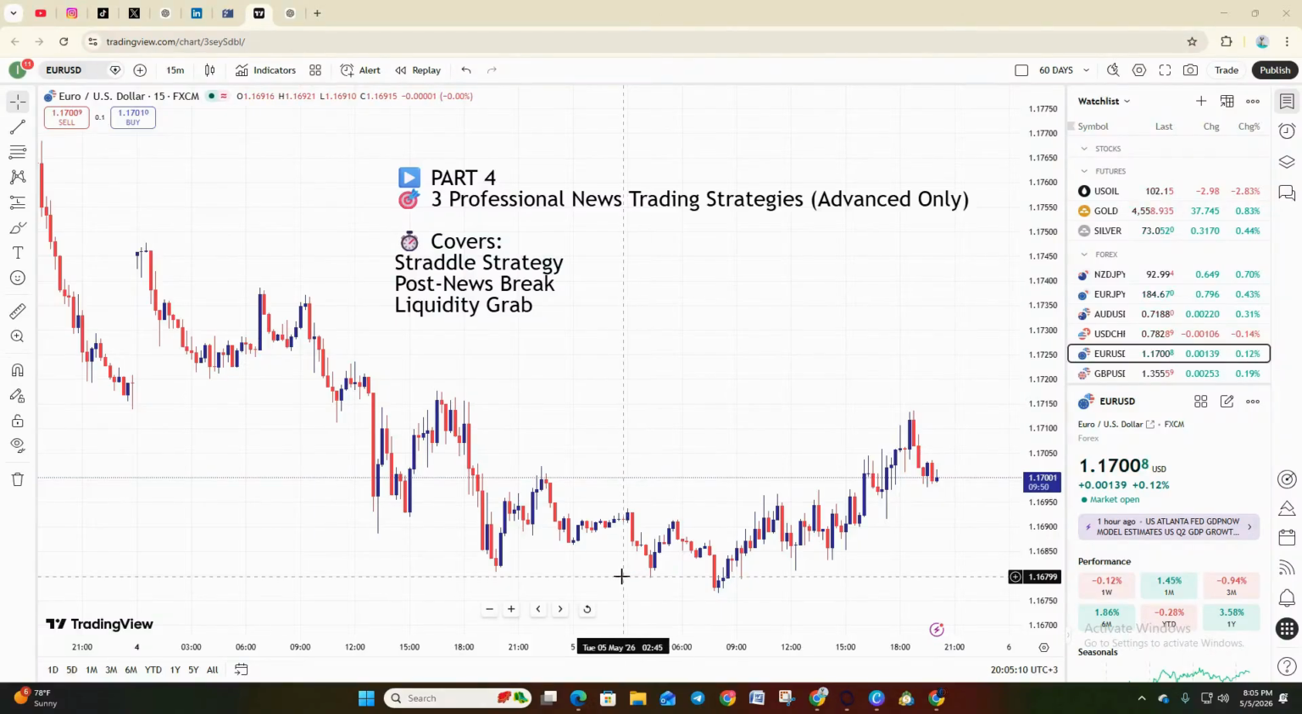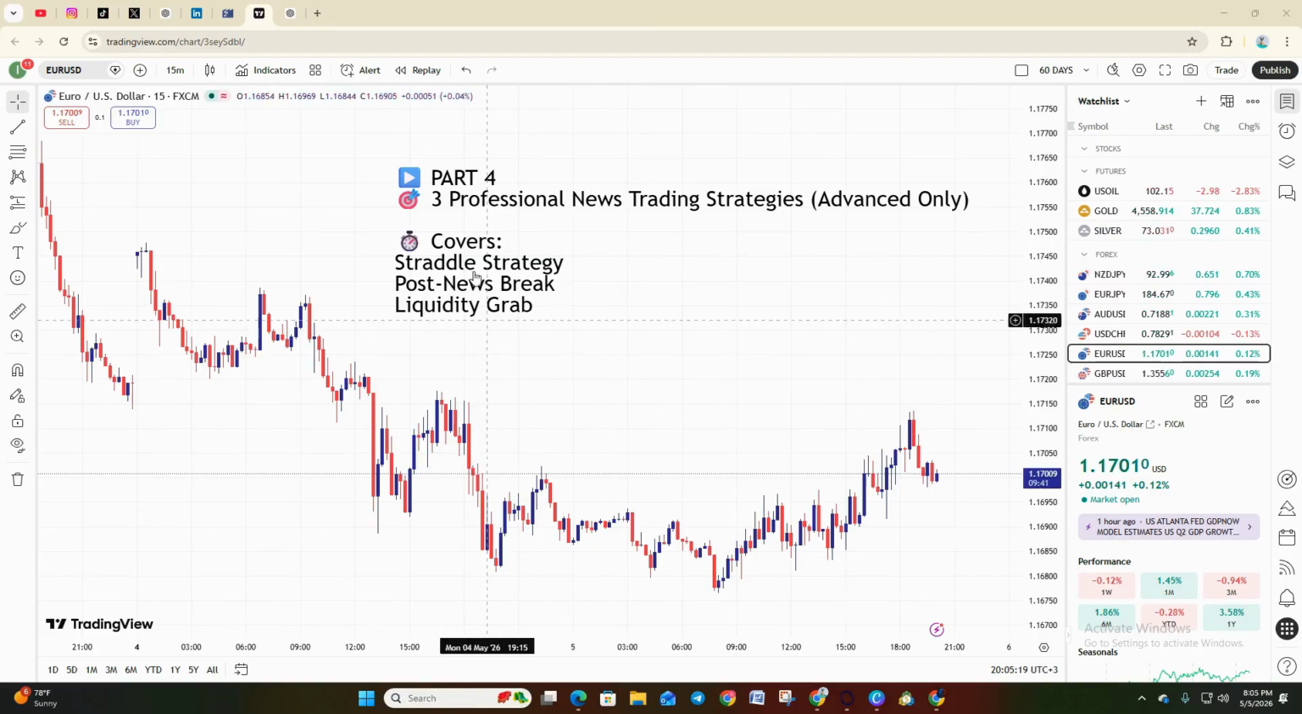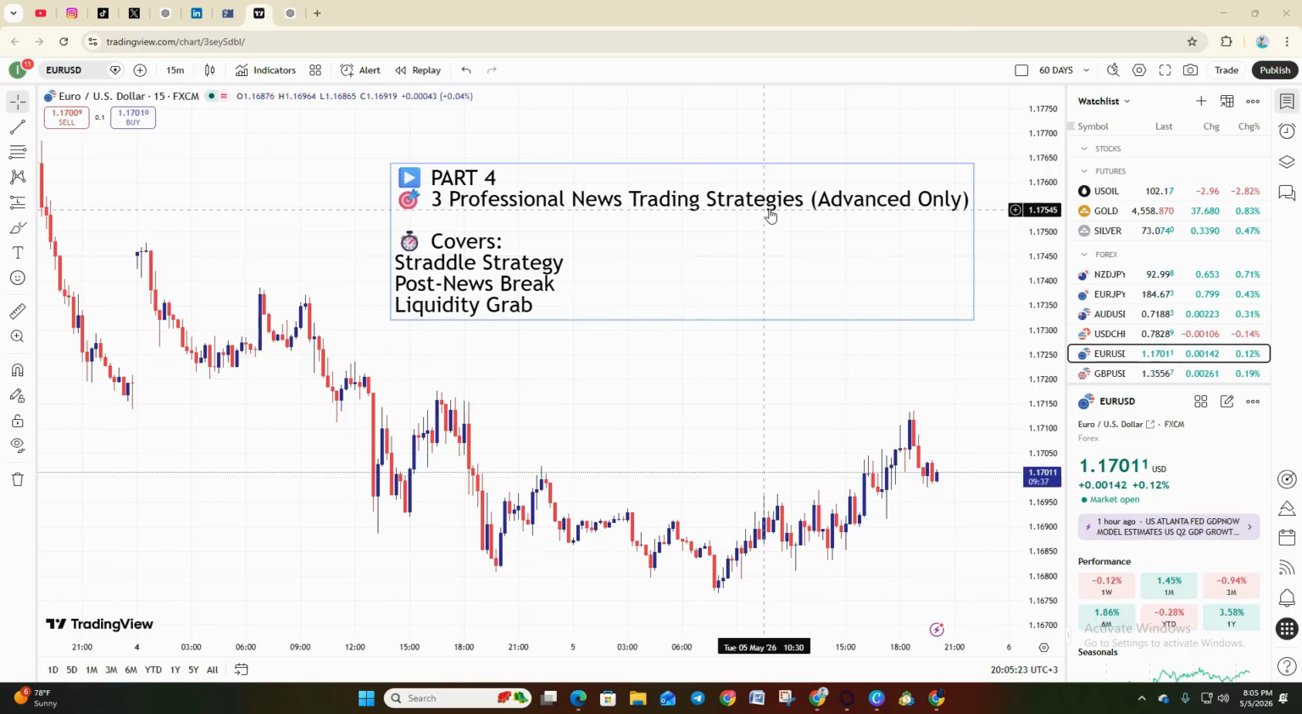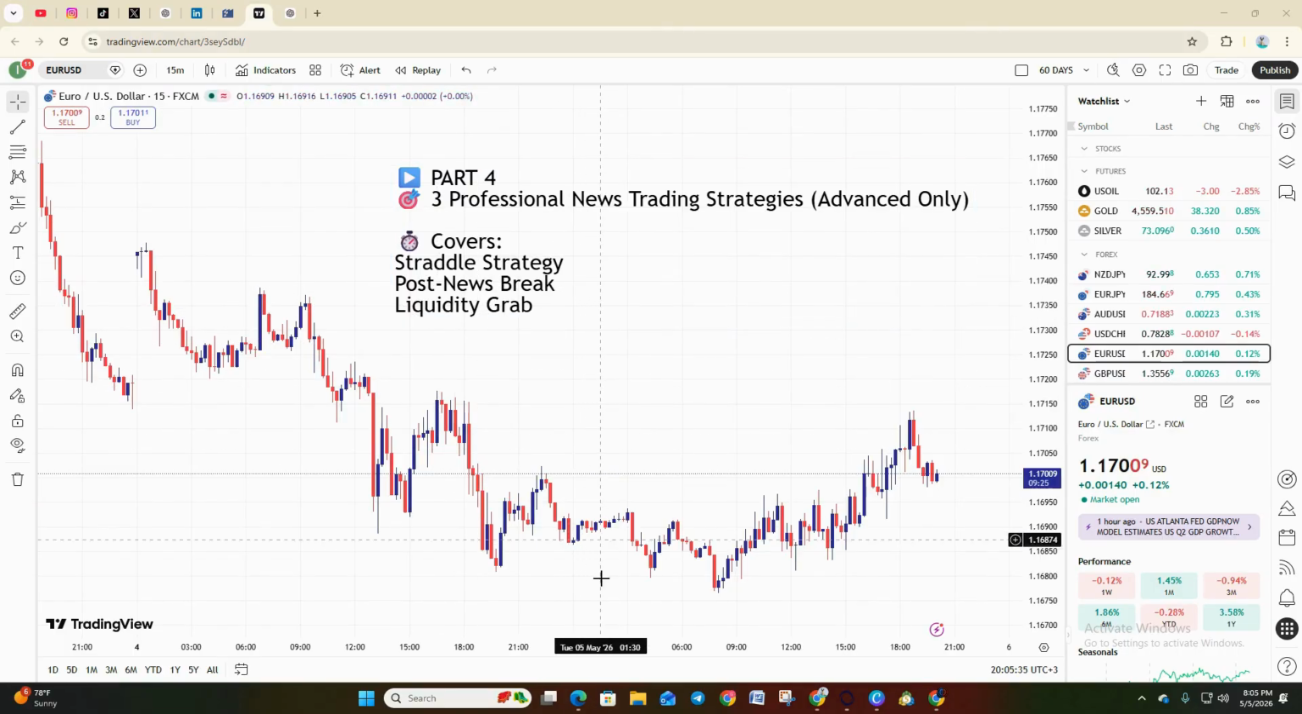If you still want to trade news, you need structure, not guesswork. So this part will cover three professional news trading strategies: the straddle strategy, post news structure break, and liquidity grab entry. So let's get into it.